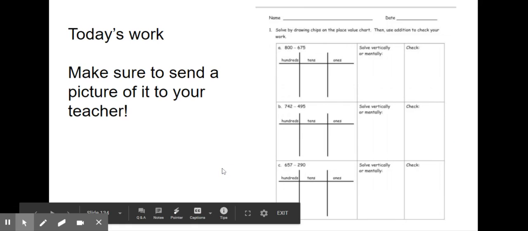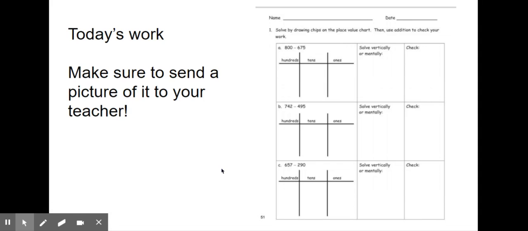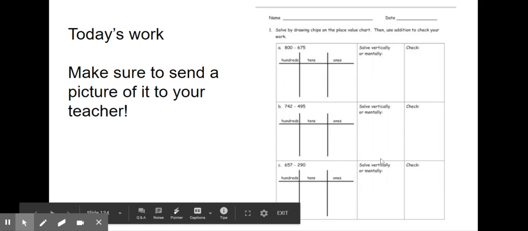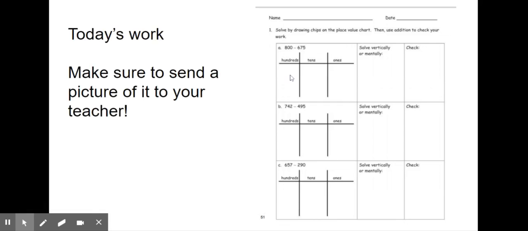Okay, so now it is your turn to practice. You are going to solve it vertically or mentally here, but you are also going to draw it out using your place value ones, tens, and hundreds, like Miss Fitzgerald just did, okay? And think of a strategy to check your work over there. Use addition to check your work.